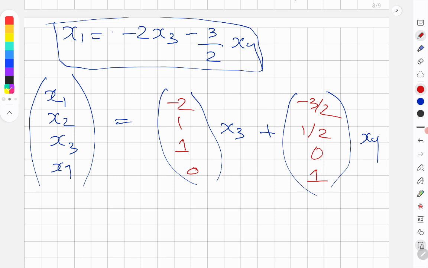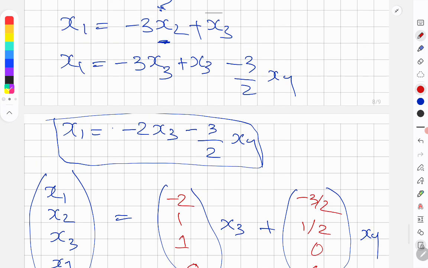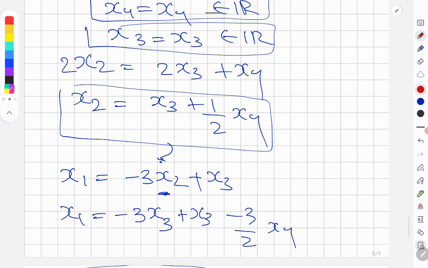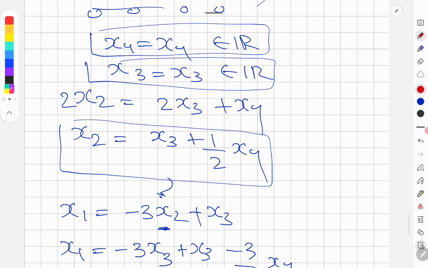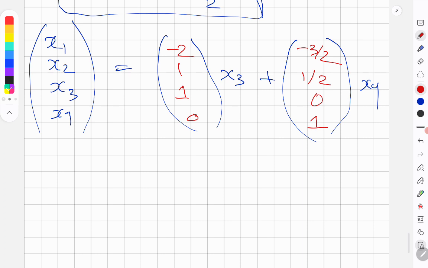How did I write this? Look at the equation of x1. This is negative 2 of x3, negative 3 by 2 of x4. Correct. Similarly you can do that for x2: one and a half. And see the equation of x3. It's just x3, no x4. So x3 is 1 times x3, 0 times x4. And for x4 it is 0 times x3 and 1 times x4.